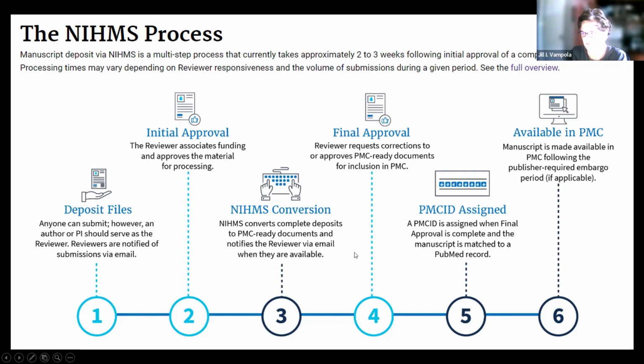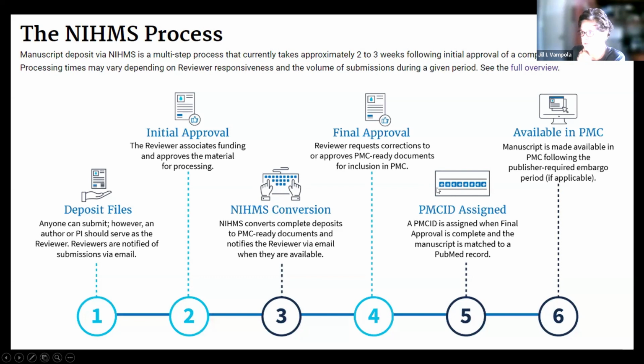It goes to that conversion, and the NIHMS conversion deposits to the PMC-ready documents and notifies the reviewer via email. Then it goes in for final approval, and the reviewer is going to need to see if there are any corrections, things like that, that need to be approved. And then your PMC ID is assigned finally after whoever goes in and approves it.